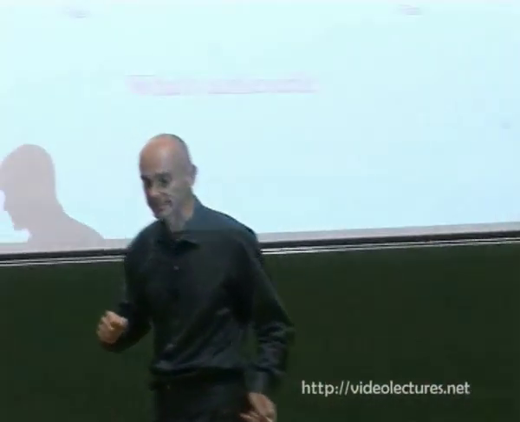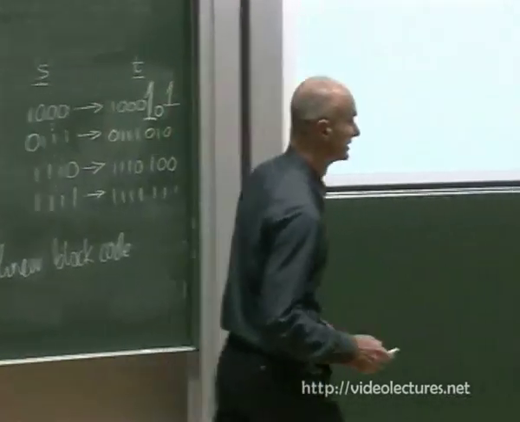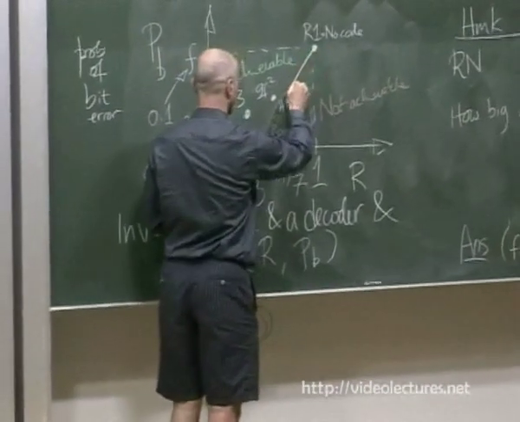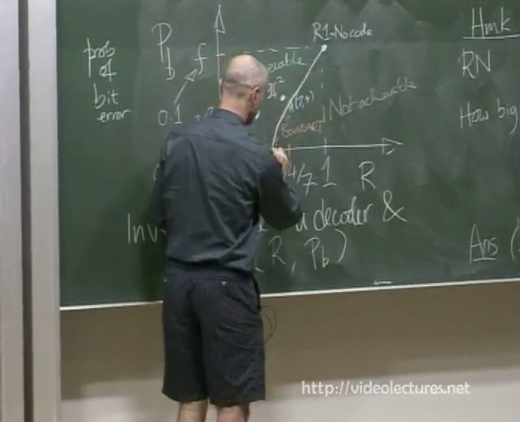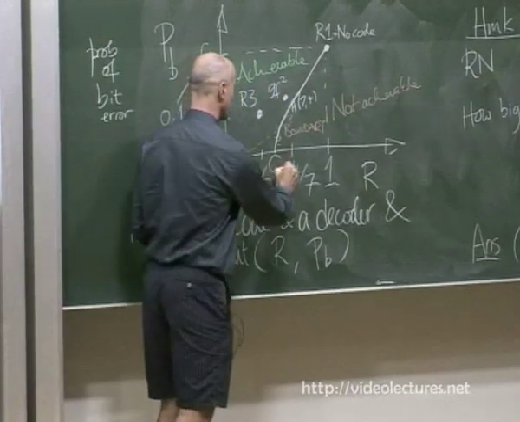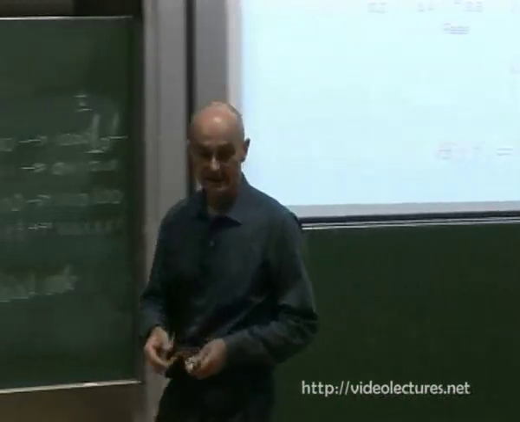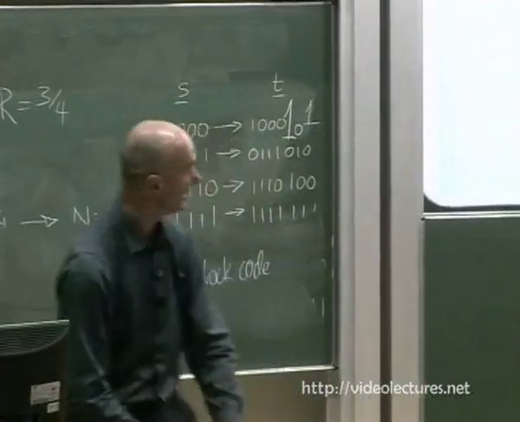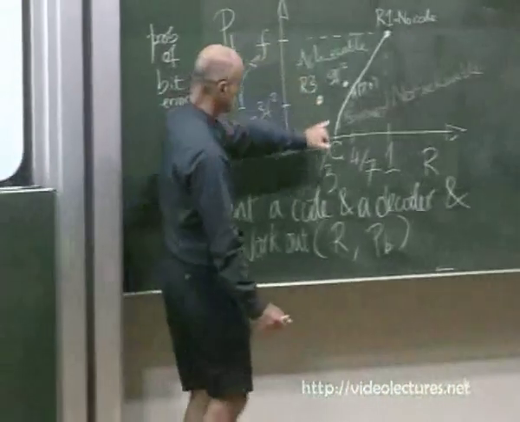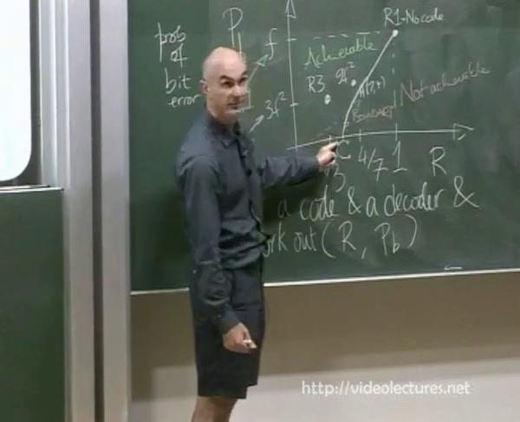And here is the most exciting result of the 20th century. The most exciting result is that the boundary between achievable and non-achievable points does not go through the origin. It comes down here, like that, and meets this axis at a non-zero value, which is a property of the channel that we're working with. It's a property called the capacity of the channel. This is saying that it's possible to get the error probability as small as you like. You can get it down to 10 to the minus 15, or 10 to the minus 18, or 10 to the minus 50, or as small as you want, all at big rates.